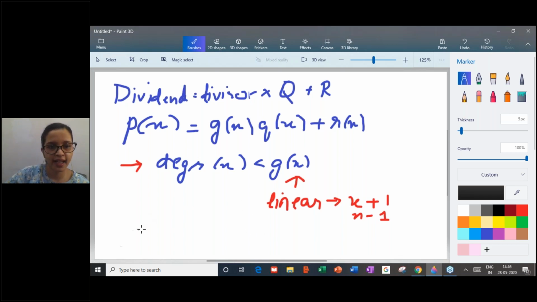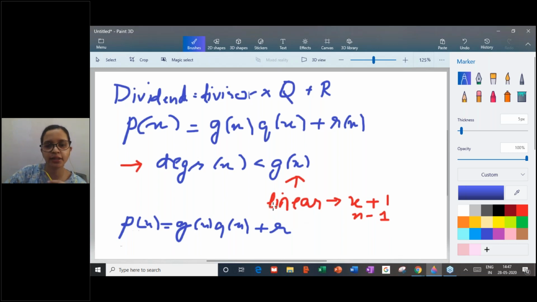So you can write this equation something like this, like p of x is equal to g of x into q of x plus r. There will be no r of x. R is a number. If g of x is a linear equation, then r will be a number. Some number. That's it.